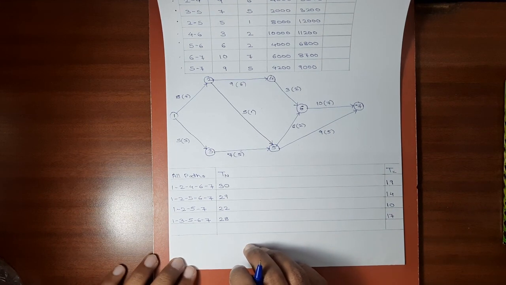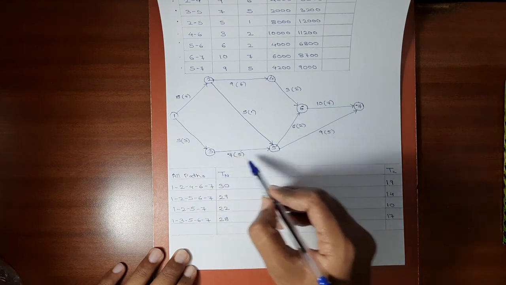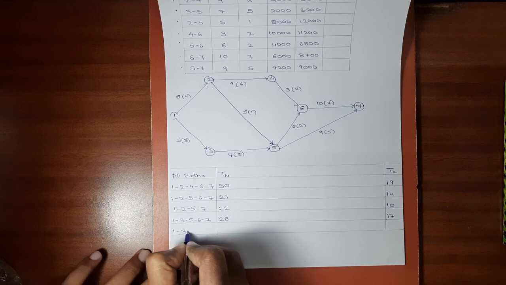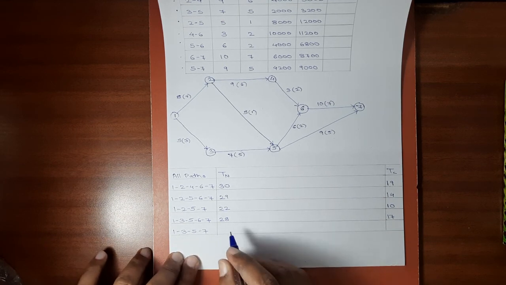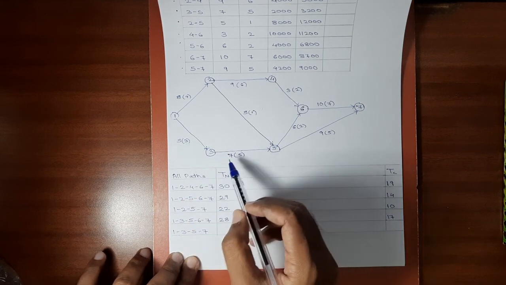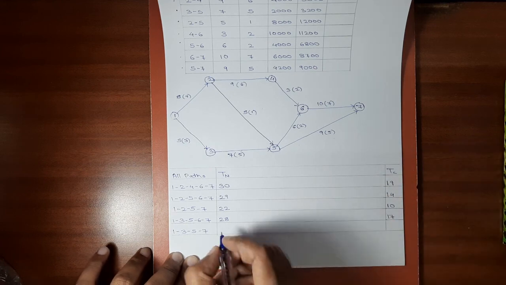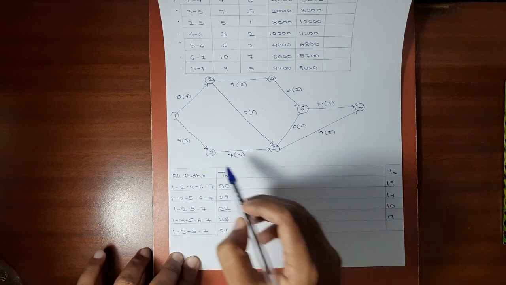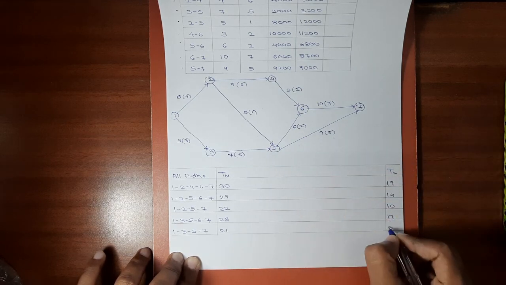Let's move on to the next possible path. The next possible path will be 1-3-5-7. The normal duration of this path will be 5 plus 7, 12, 12 plus 9, 21. The crash duration will be 3 plus 5, 8, 8 plus 5, 13.